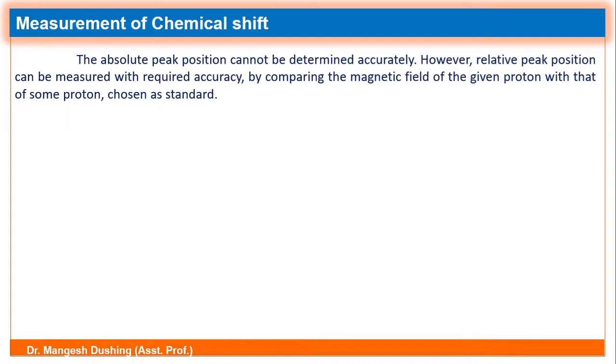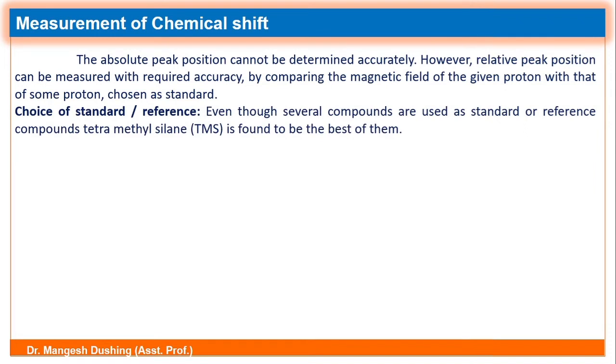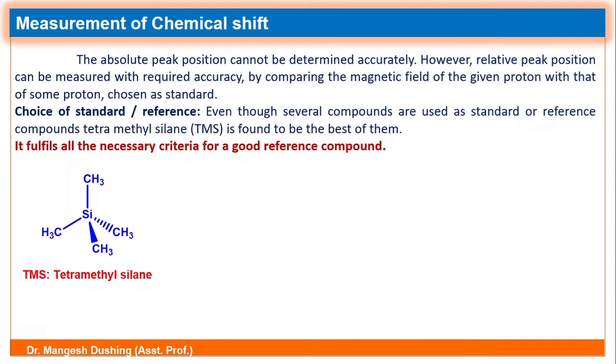So we have to choose that standard. The choice of standard or reference depends upon some factors. Even though several compounds are used as a standard or reference compound, tetramethylsilane is found to be the best of them. So TMS, tetramethylsilane, is used as a standard and that is the best one. Some of the criteria we will learn now. This is the structure of TMS, tetramethylsilane. It fulfills all the necessary criteria for a good reference compound.